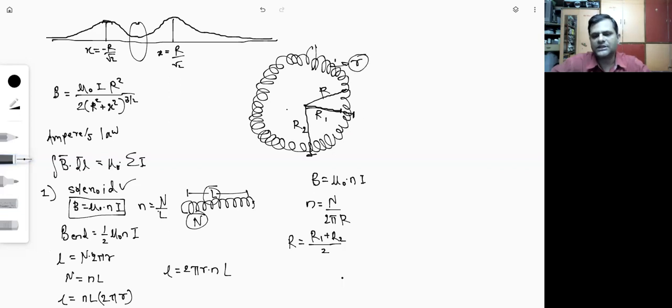So we can just say that R2 minus R1, the external radius of the toroid minus the internal radius of the toroid, is actually going to be 2 times small r, where small r stands for the radius of each turn of the toroid. And again we can just say that R2 minus R is going to be small r.